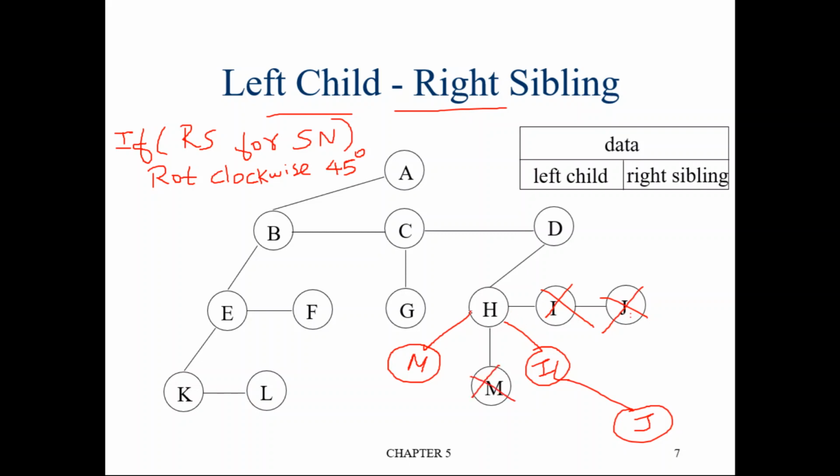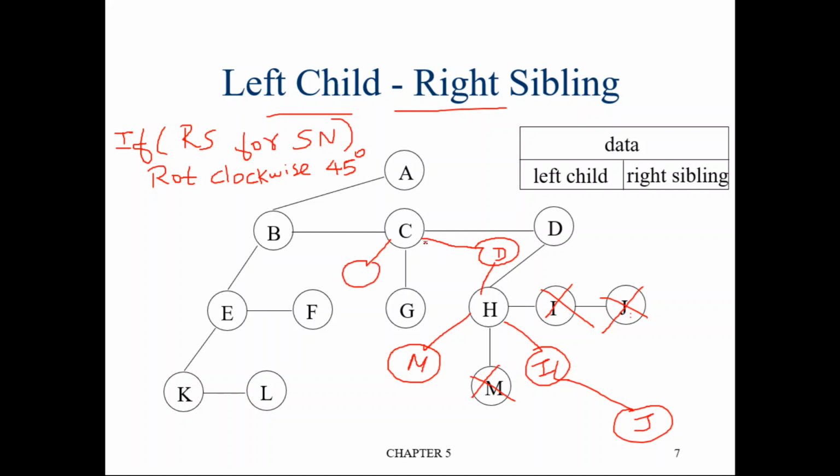Now you see H. Is H a right sibling of someone? No, H is not the right sibling of anybody. What about D? Is D a right sibling of someone? Yes, D is a right sibling of C. So when you rotate D, D will come here. D will become the right child of C. So no more D will be there. D will be here, and D's left child is H.